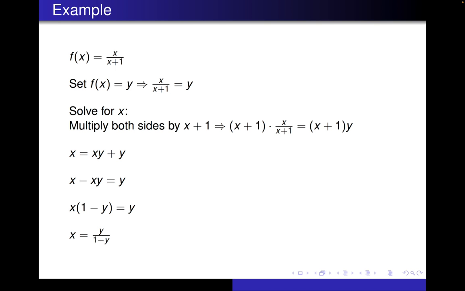Now that y over 1 minus y, that's going to be our f inverse of y. We, of course, want f inverse of x. So all we do is wherever we see a y, we turn it into an x. F inverse of x is equal to x over 1 minus x.